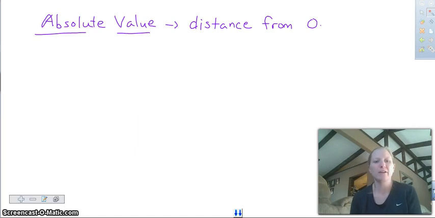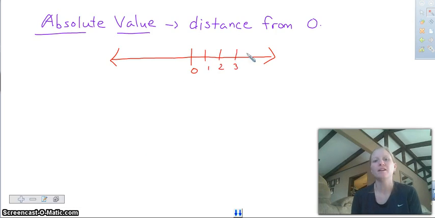So, what we're going to have again is we're going to have a number line. And here's 0. And here's my positive numbers. 1, 2, 3, 4, 5. We've been drawing these a lot. You're probably tired of me drawing number lines. And on the left side, -1, -2, -3, -4, -5. Now, distance from 0 means how many away. Okay? So distance is how far away from 0.